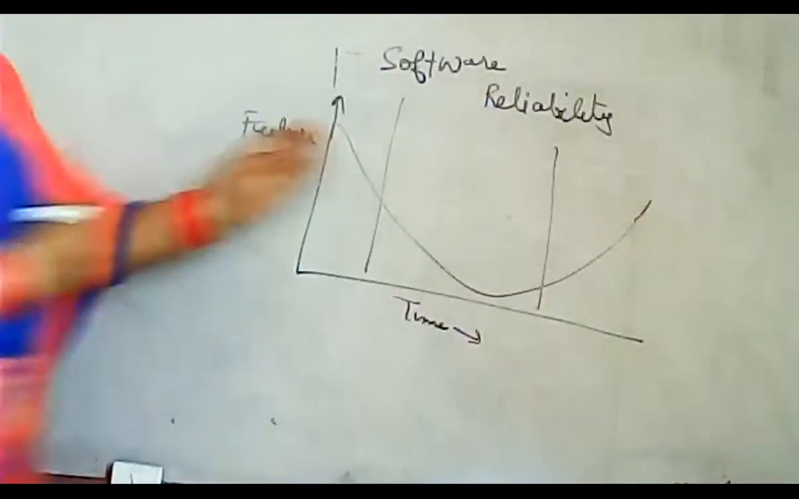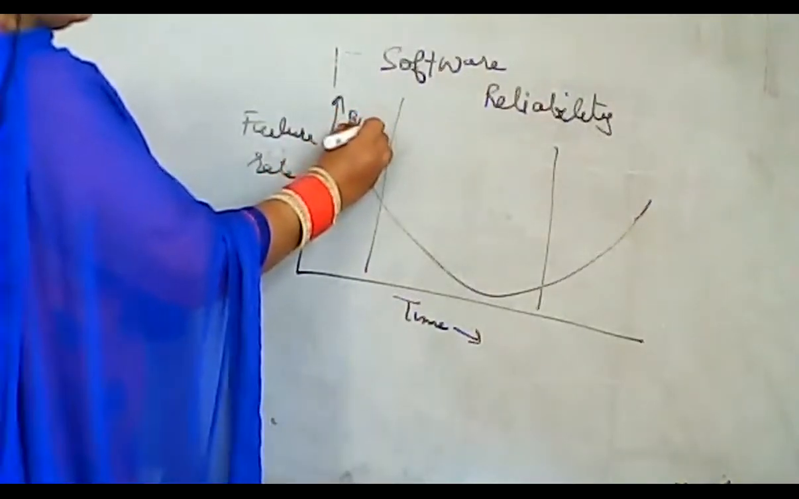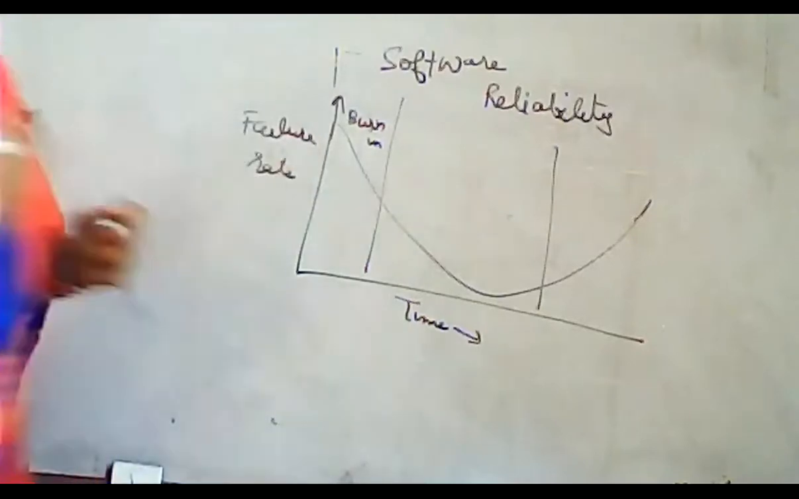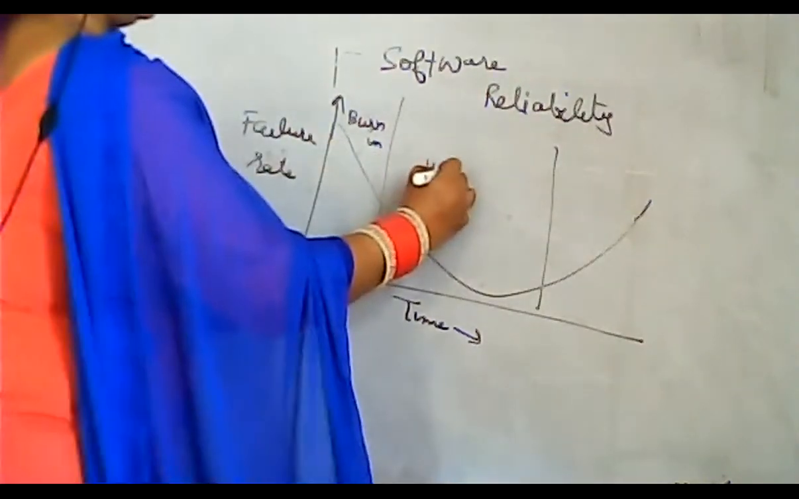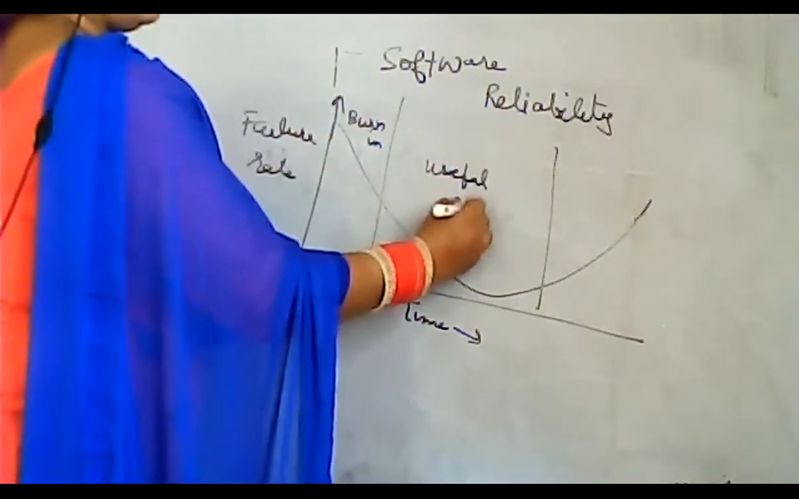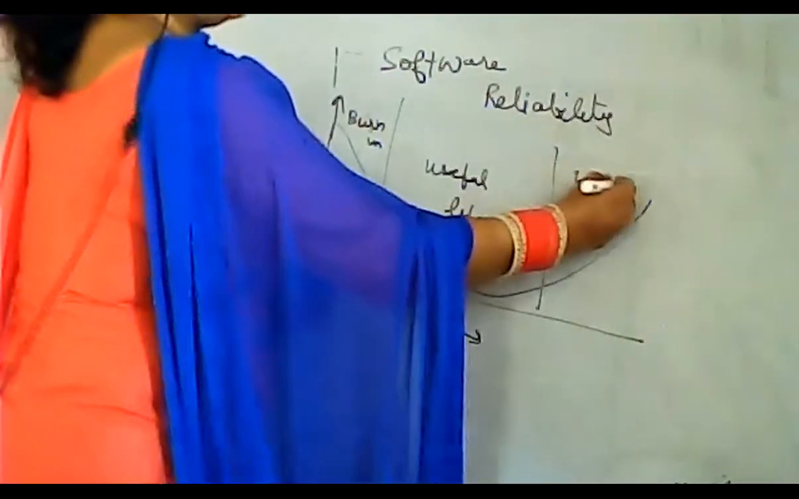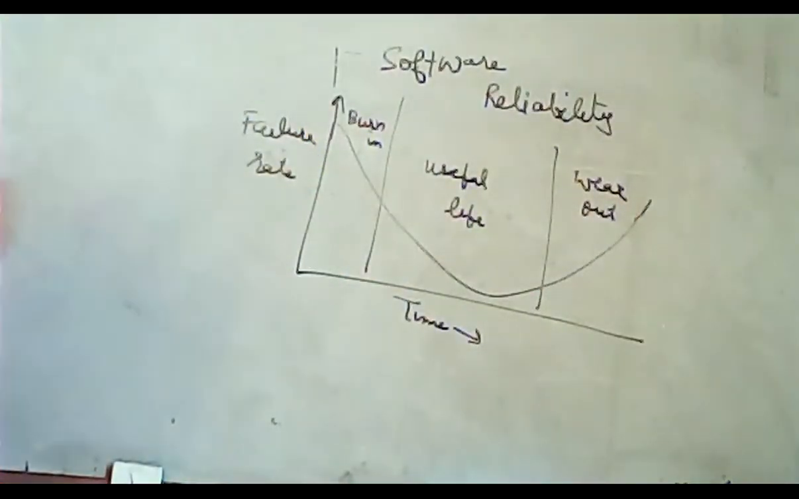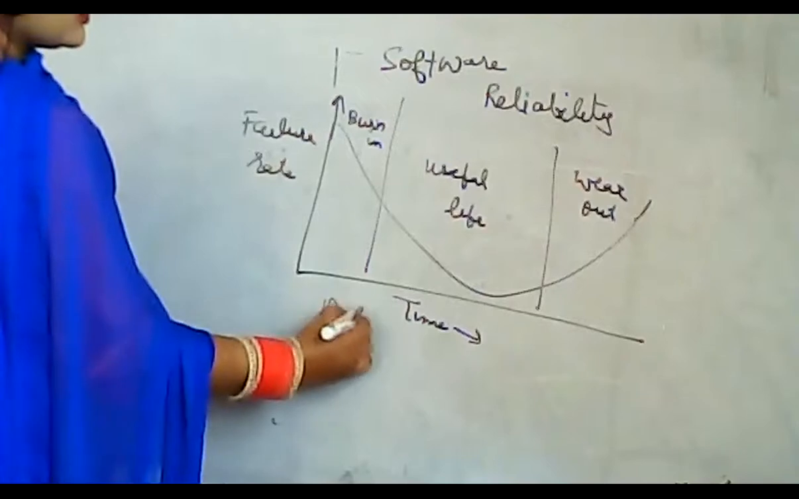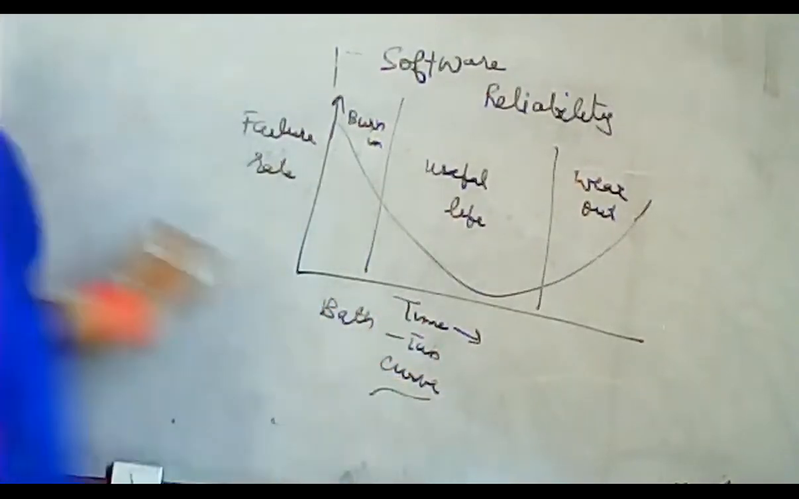So we can say this is the burn in phase, whenever we are creating that hardware, then useful life, and the last one is wear out. Because we know that with the passage of time, every kind of hardware wears out. So this curve is called the bathtub curve and is very popular in hardware reliability.